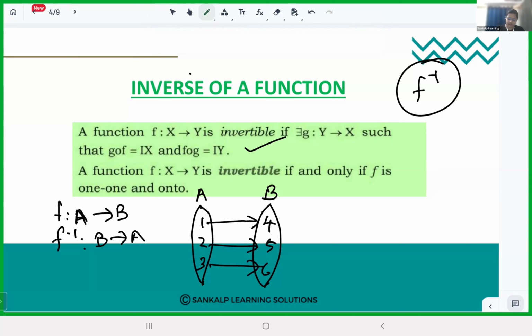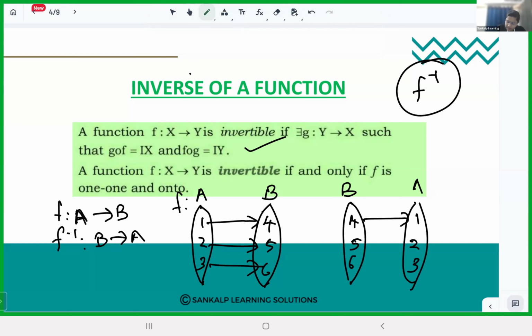All right. So this is the function f. Now, what will be the inverse of this particular function? This inverse will be defined from B to A. And we know B contains 4, 5, 6 and A contains 1, 2, 3. So 4 will be mapping to 1, 5 will be mapping to 2 and 6 will be mapping to 3. All right, so this is the inverse of a function. I explained it with the help of an arrow diagram.